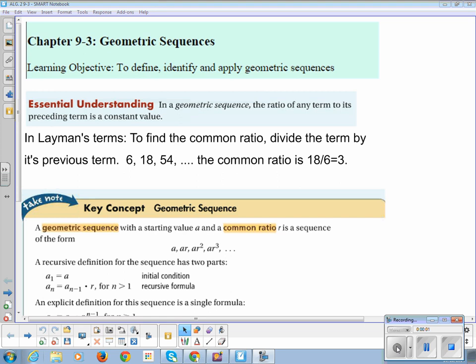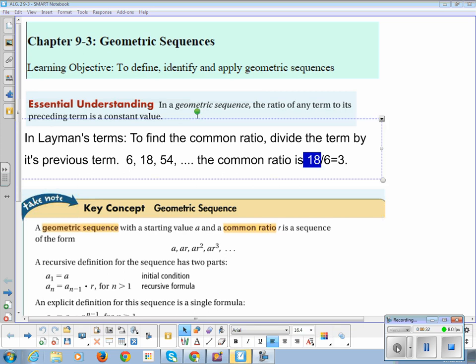All right, this is chapter 9, section 3, geometric sequences. Your learning objective is to define, identify, and apply geometric sequences. If you read the essential understanding, it says, in a geometric sequence, the ratio of any term to its preceding term is a constant value. I would never talk like that in my real life, so I put it in layman's terms.